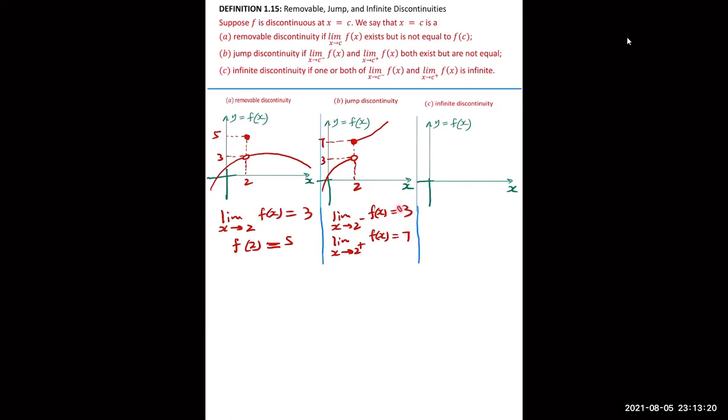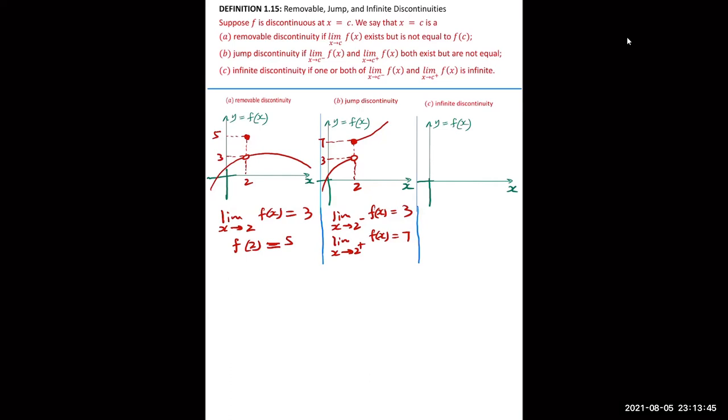But they are not equal. Your left limit is different from the right limit. Then by this definition, we have a jump discontinuity. If the left limit and the right limit both exist at x equal to c, but they are not equal, then we have a jump discontinuity. As you can see here, both left and right limits exist, and they are not equal. In that case, we have a jump discontinuity.